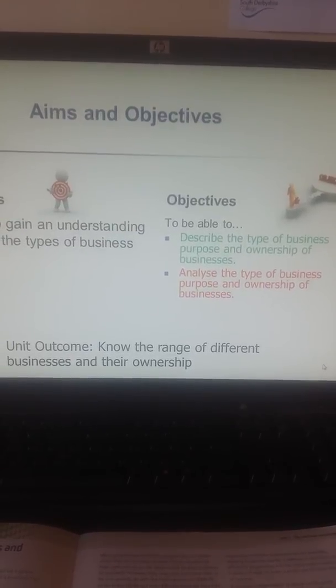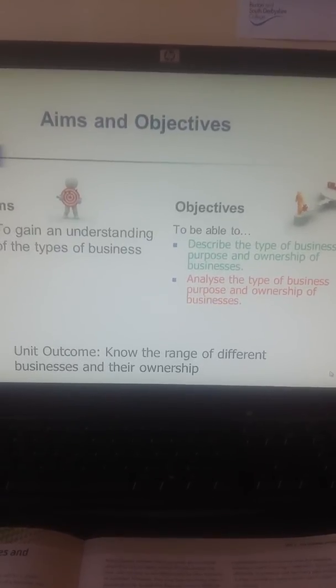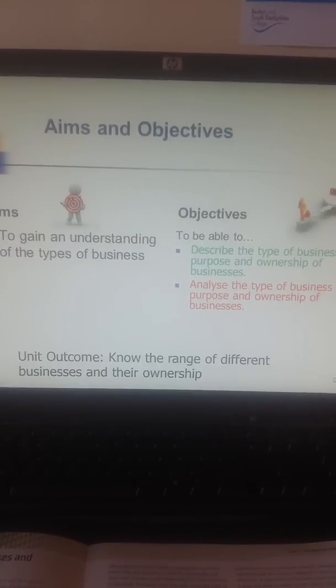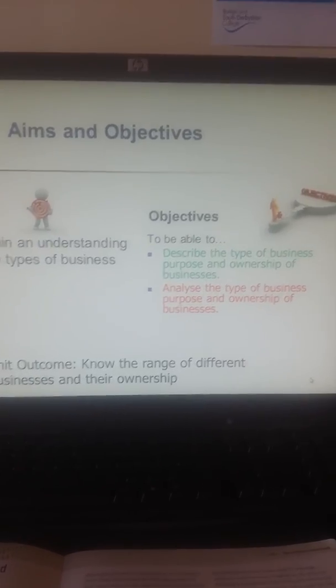Businesses can be public or private businesses. Public sector businesses are those that have been set up or taken over by the government, whereas private businesses are owned by private citizens in many different countries.